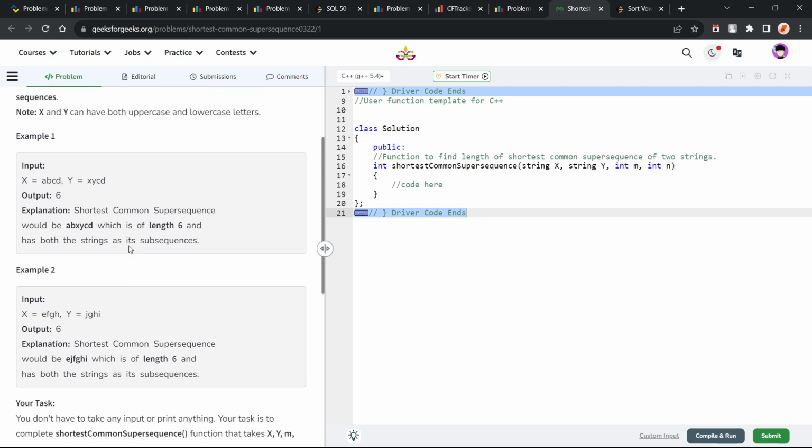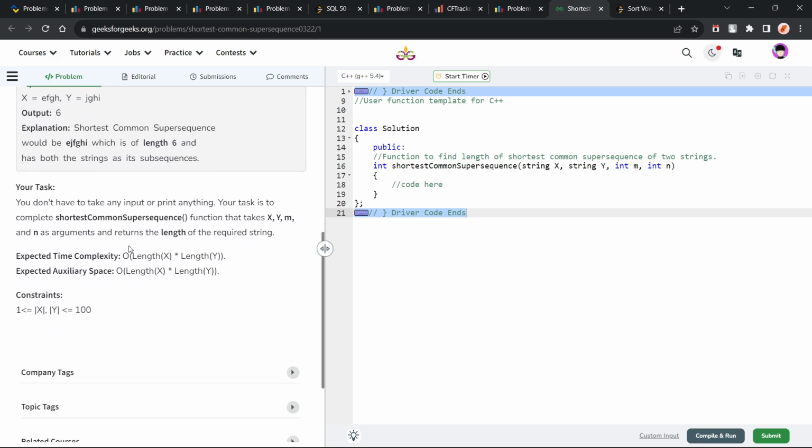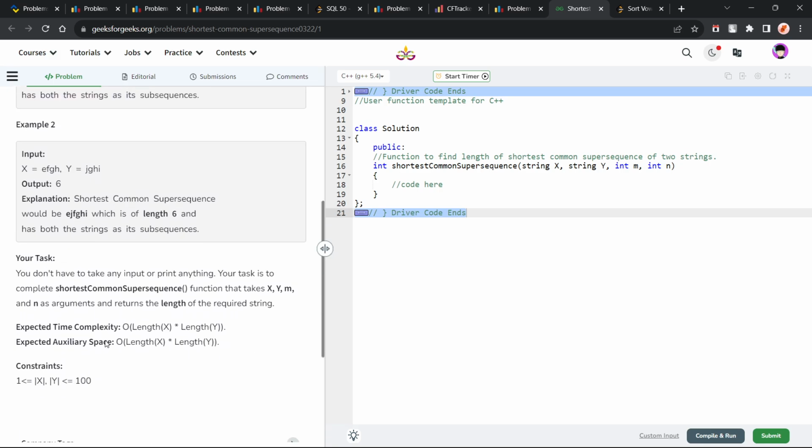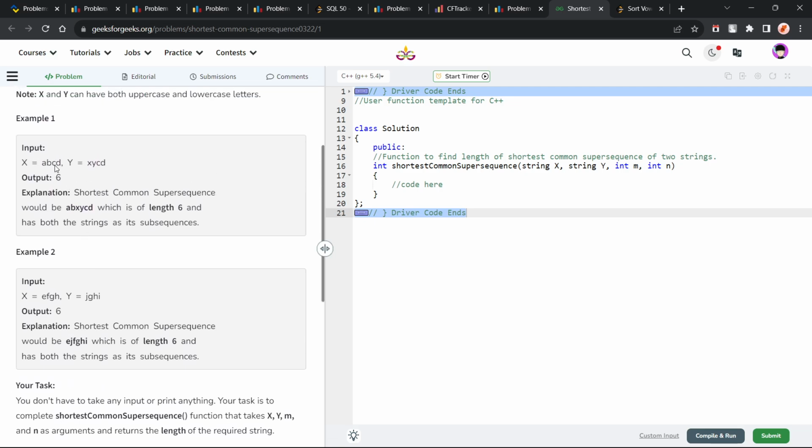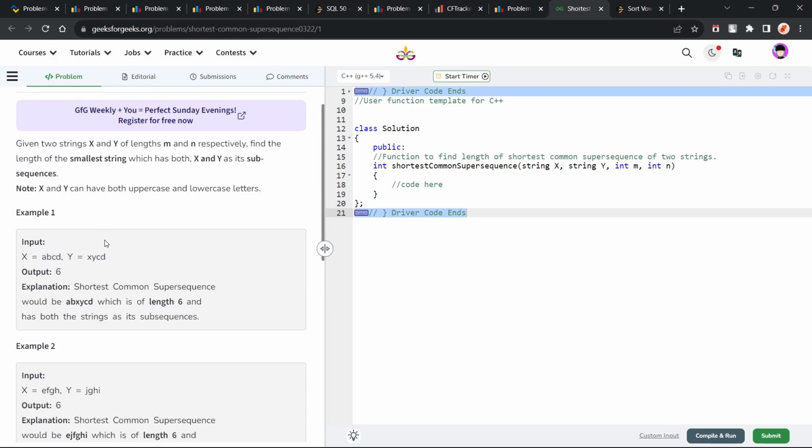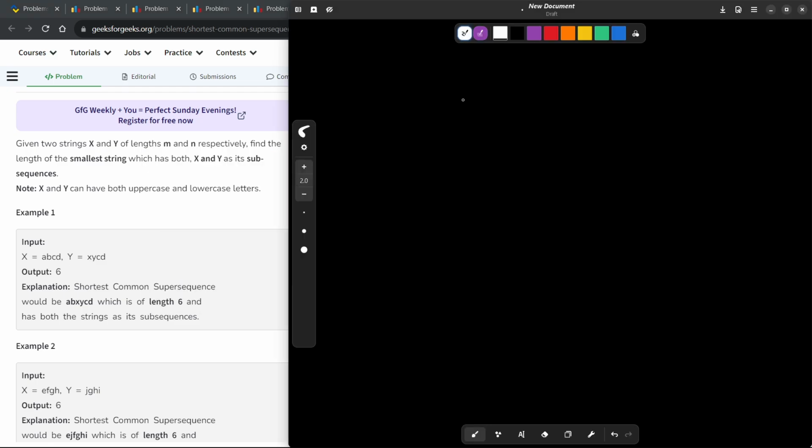So the very first thought that I have is, the string length is also very small, we can try to find the longest common subsequence, and then try to adjust the remaining words accordingly. So what I'm trying to say is, let's say we have the second example, E, F, G and H. Now we have J, G, H and I.